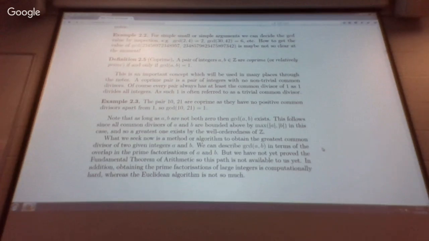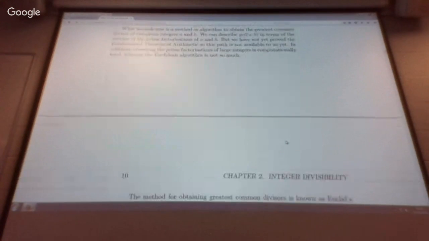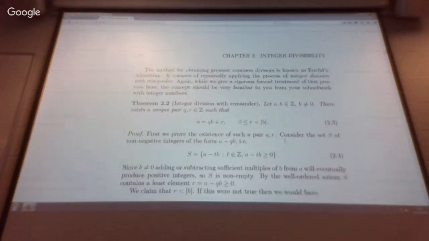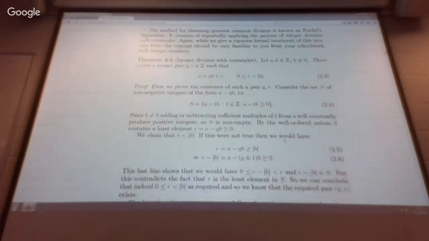So those remarks are just about wanting some way of calculating or articulating the GCD, some way of capturing it without necessarily going straight to the prime factorizations with the uniqueness. What we're going to base it on is this important process called integer division with remainder.